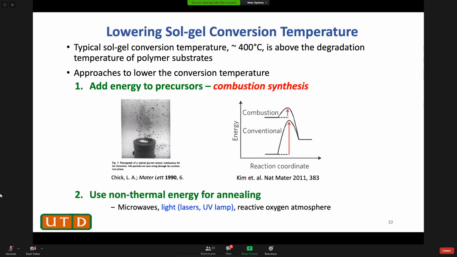Do you run XRD on those films to see if they're crystalline? They're not. We did XRD and we can't see any crystal.